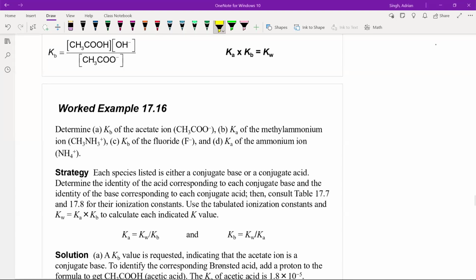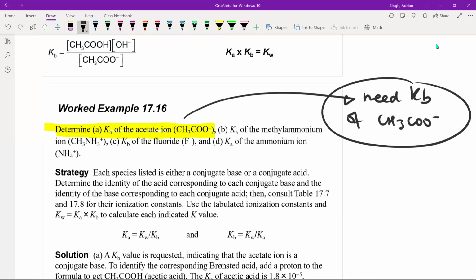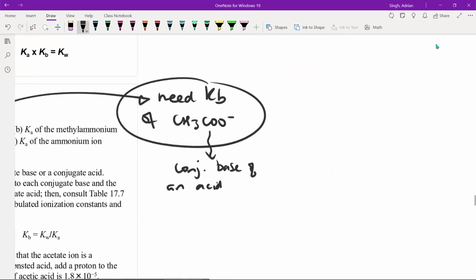Okay, so let's take a look at applying that relationship. We'll take a look at the first one. It says determine the Kb of the acetate ion. And we're not given any other information. So we need the Kb of CH3COO minus. If we're asked for the Kb, B meaning base, this tells us that this is the conjugate base of an acid. So we can determine what that conjugate acid is.